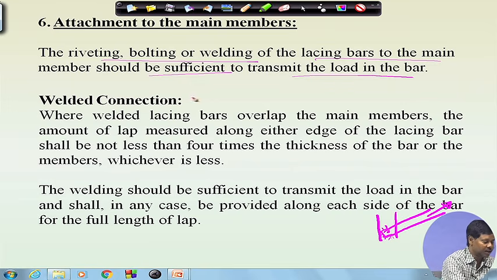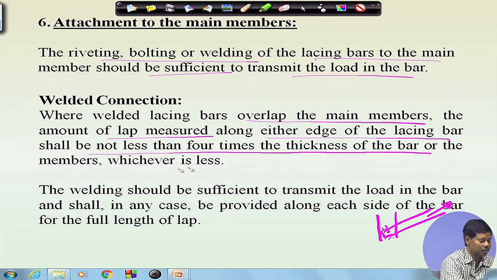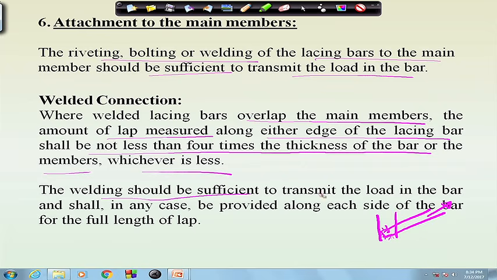Then, in case of weld connection, it is told that where welded lacing bars overlap the main members, the amount of lap measured along either edge of the lacing bar shall be not less than 4 times the thickness of the bar or the members, whichever is less, and the welding should be sufficient to transmit the load in the bar and shall in any case be provided along each side of the bar for the full length of lap. So, this is what we have to remember in case of weld connection.